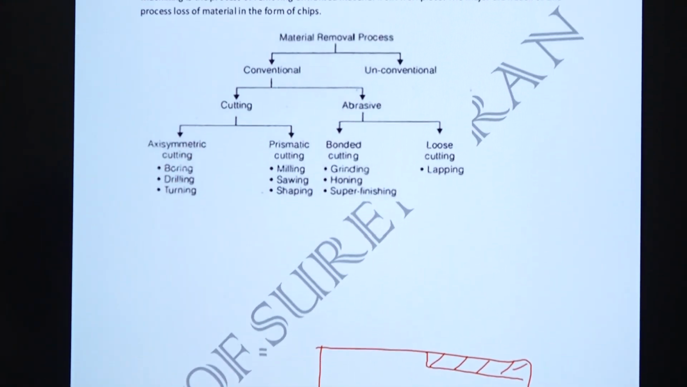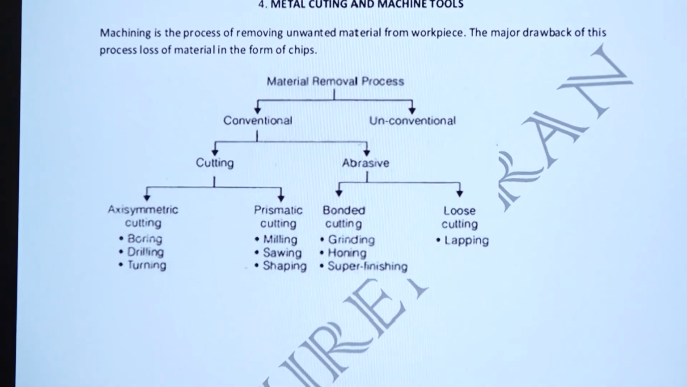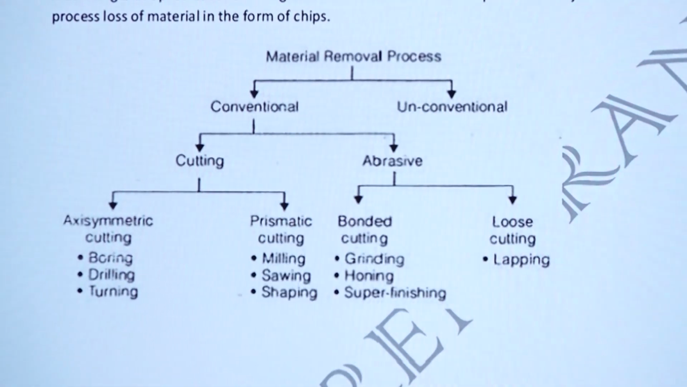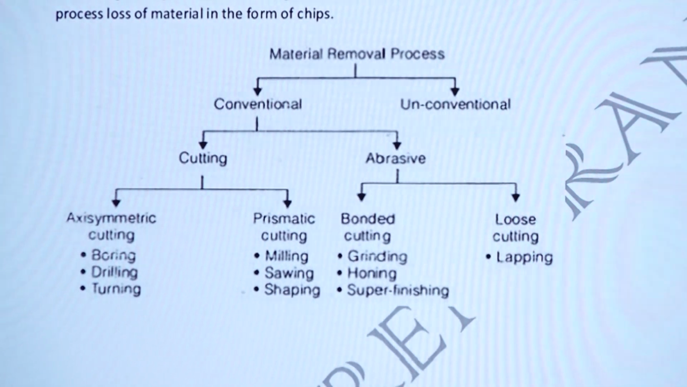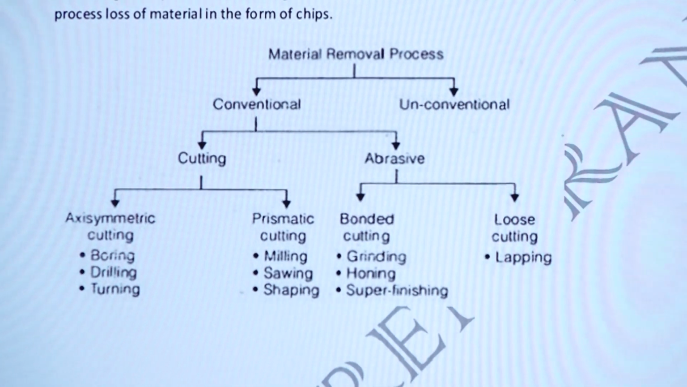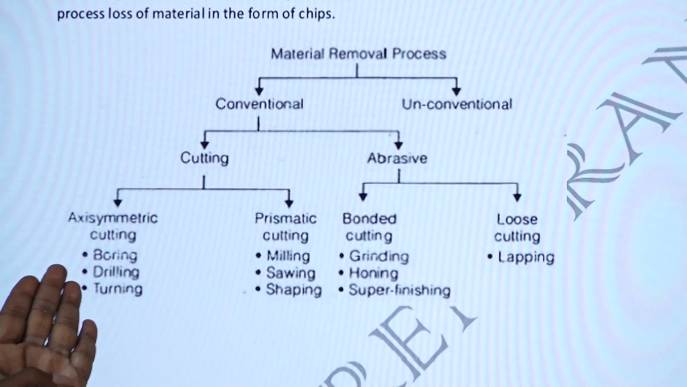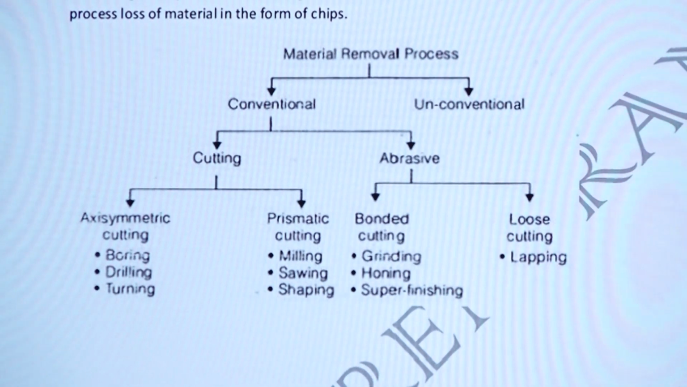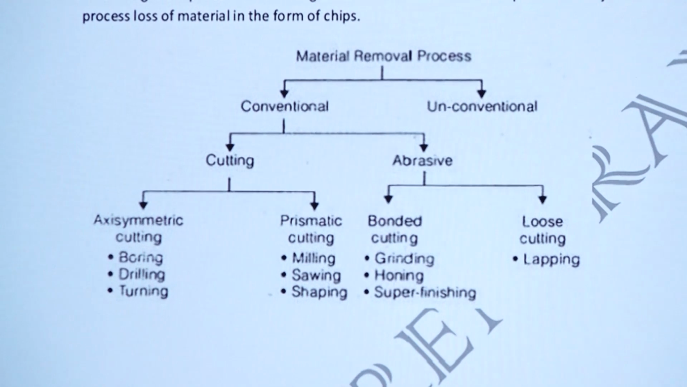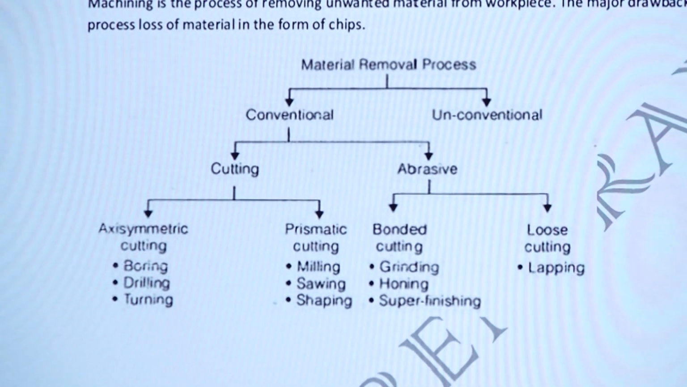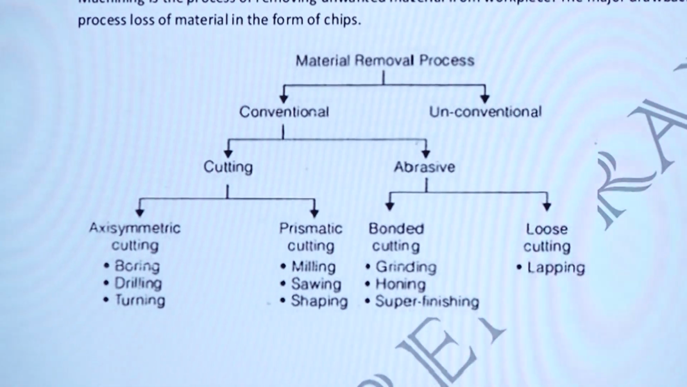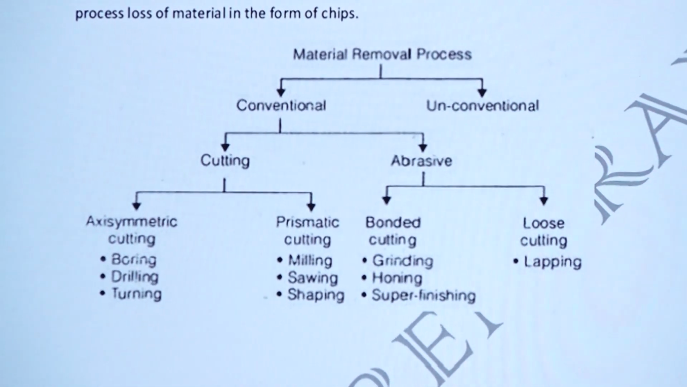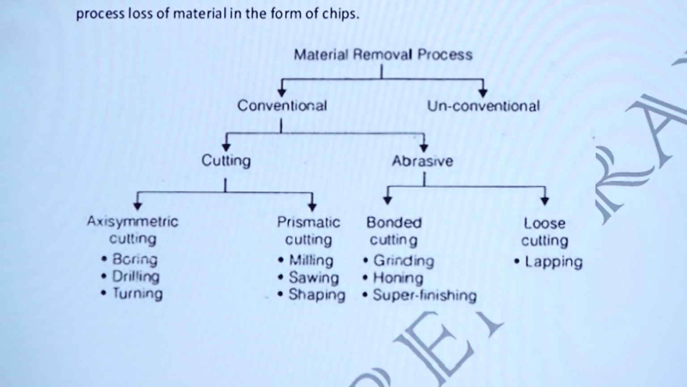The metal removal process is broadly classified into 2 types: one is conventional and the other is unconventional. In conventional, we have cutting operations and abrasive types. In cutting, we have axisymmetric cutting and prismatic cutting. Axisymmetric cutting includes boring, drilling, and turning. Prismatic cutting includes milling, sawing, and shaping. Those are all prismatic cutting.